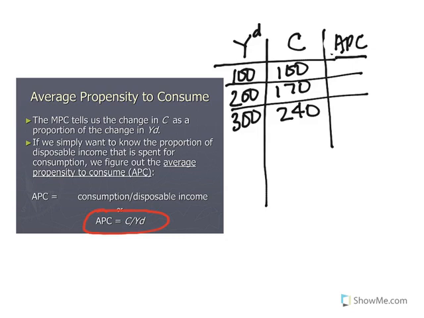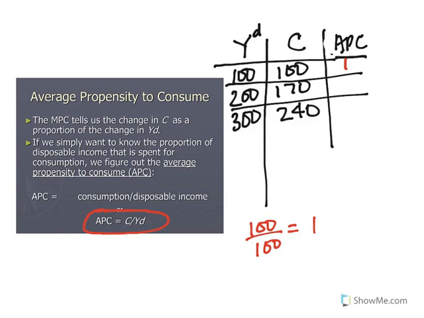So if I want to know on average how much people spend when their disposable income is 100, then I would take the consumption, which is 100, and divide it by the disposable income, which is 100. So I come up with the value of 1, meaning that on average, when disposable income is $100, people spend 100% of their money.